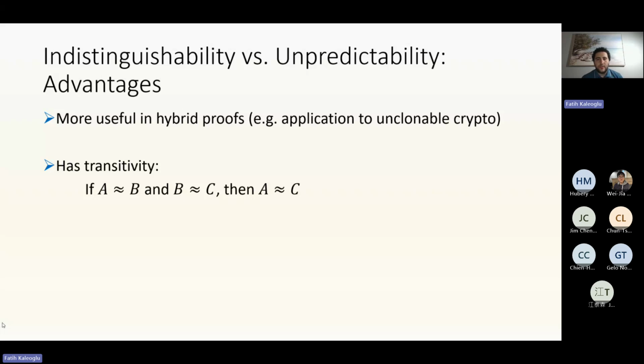And related to this, it becomes more useful in cryptographic security proofs, which use the hybrid technique. So this technique is also what we use in our unclonable encryption security proof. And so this particular choice of ours will come in handy.